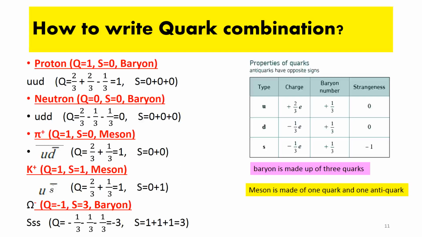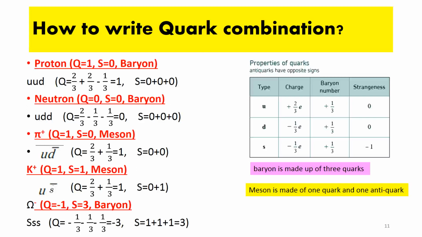Similarly, the neutron is identified as a baryon. Its net charge is 0 and strangeness is 0. So the quark combination UDD: the u quark is 2 by 3, then minus 1 by 3, and again minus 1 by 3. So the net charge of this quark combination is 0 and strangeness is 0. That is why UDD is recognized as the quark combination for the neutron.